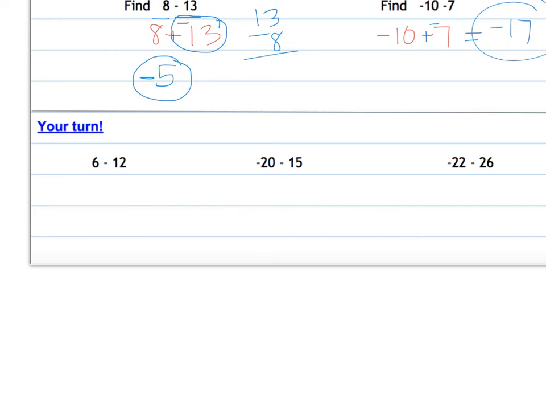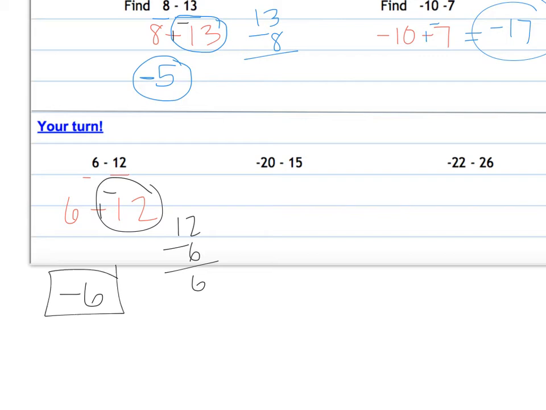Please give these a try. Do your best. Don't get frustrated. Try to think reasonably about your answers. Notice I have 6 minus 12. Well, I already know 12 is more than 6, so I can predict that I don't have enough to give away, so I'm going to owe. So when I have 6 minus 12, I think about that as adding the opposite, and I see that I have more negatives, just like I thought, and 12 is 6 more than 6, so I'm going to still owe 6.